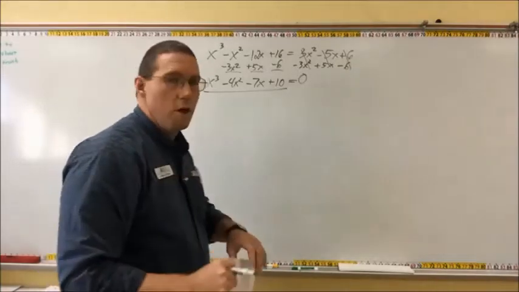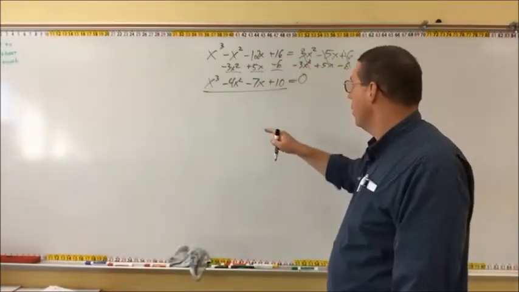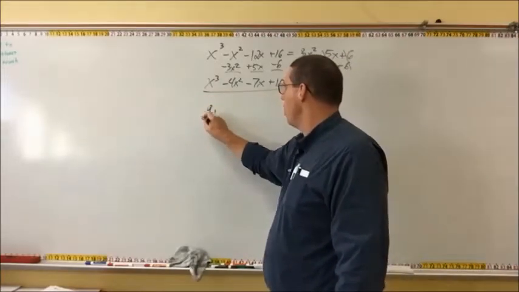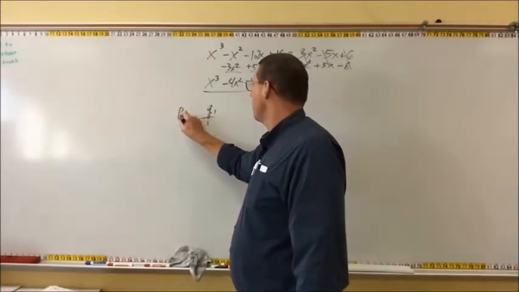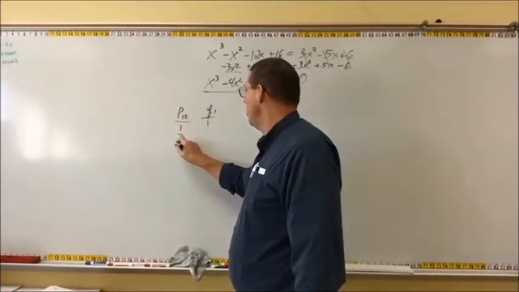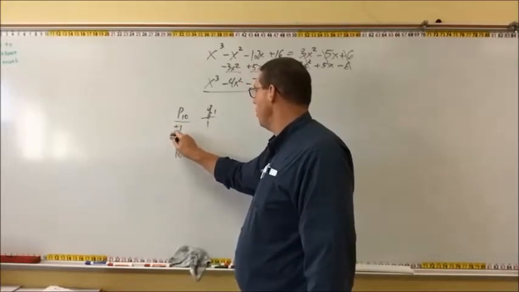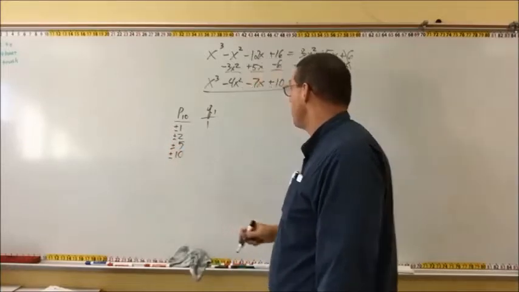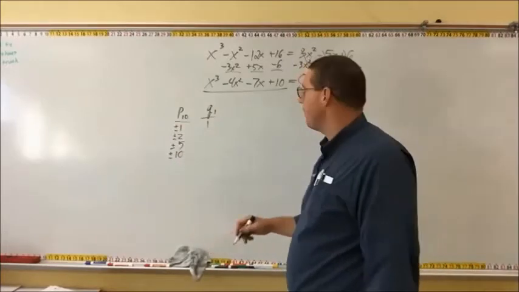So we're going to use the rational root theorem to try and identify what we should be testing. Q is 1. That makes it easy. The only factor of 1 is 1. P is 10. So what are the factors of 10? 1, 2, 5, and 10. So really all we have to try is plus or minus 1, plus or minus 2, plus or minus 5, and plus or minus 10. So we're going to do synthetic division with these 8 numbers to find out if any of them work.